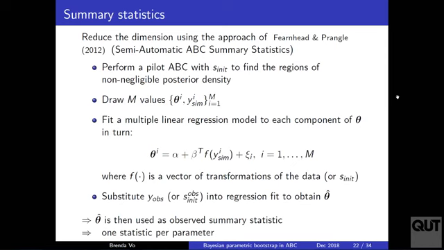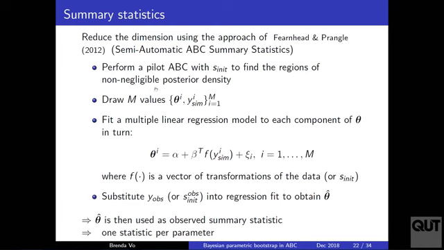But before we go to the Bayesian parametric bootstrap, I will talk a bit about the summary statistics that we adopt. It is called semi-automated ABC from Fearnhead and Prangle 2012. The idea is we perform a pilot ABC to find the regions of non-negligible posterior. In this pilot ABC, the epsilon can be large because we don't need to be more precise. We just need to get the areas where we know there are non-zero posterior densities.